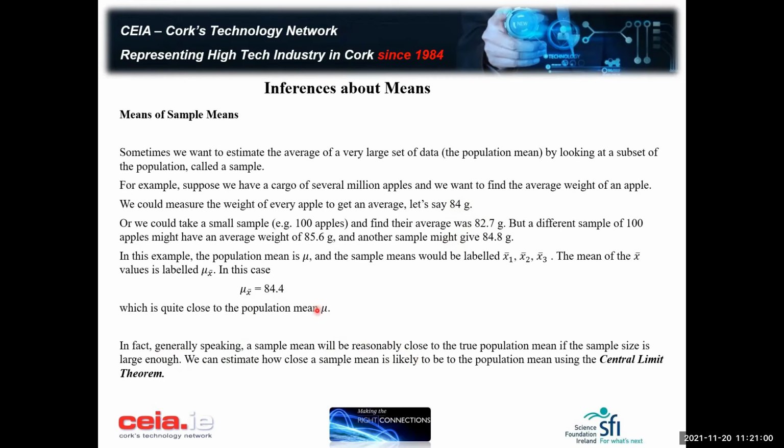As a general rule, this average will be pretty close to the true average of the population. And as the sample size gets larger and larger, it gets closer and closer. So from that, we can work out how close one of these is likely to be to the true population mean mu. We do that using the central limit theorem, which you do need to know.